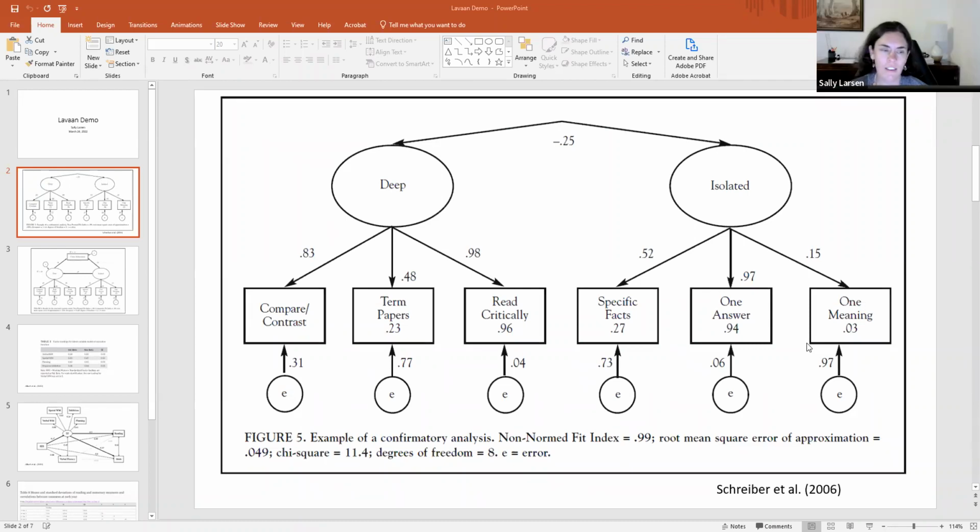Yeah, well, in this example, I don't really know anything about deep and isolated learning, so it's just used as an example. But basically what it tells you is that we can capture this latent concept of deep learning with observed variables. There are 3 observed variables that are measured. You'll have your data file, and maybe they're measured on a 5-point Likert scale, or in this case, it's like term papers. Can they read critically? Can they compare and contrast? So it doesn't really matter what the scale is of those variables that comprise the latent factors.